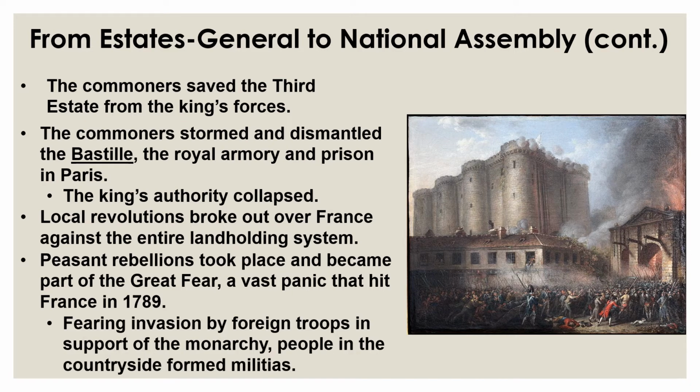Fearing invasion by foreign troops who supported the monarchy, including the brother of the queen, who also is the brother-in-law of the king, the Emperor of Austria, that is, Joseph II, people in the countryside started to form militias in case they needed to defend themselves and, of course, defend the revolution.